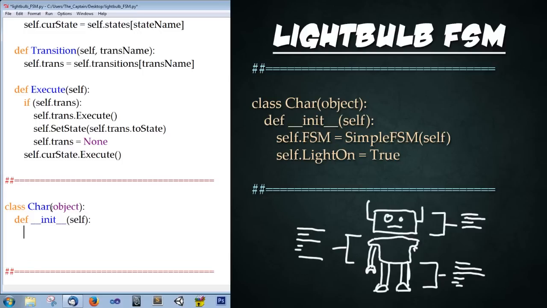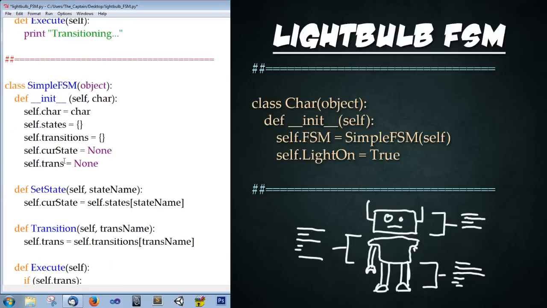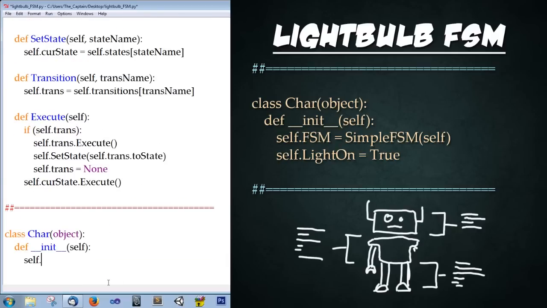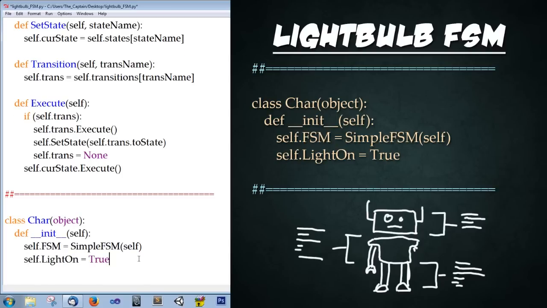First thing we're going to do is create an instance of that finite state machine we created up above that says SimpleFSM. So we're going to type self.fsm is equal to SimpleFSM, open parentheses, self, close parentheses. And then we're going to go ahead and say self.light_on is equal to True. And what's going on here is we're creating an instance of the finite state machine, and then we're storing this property called light_on and setting it to a value of True.